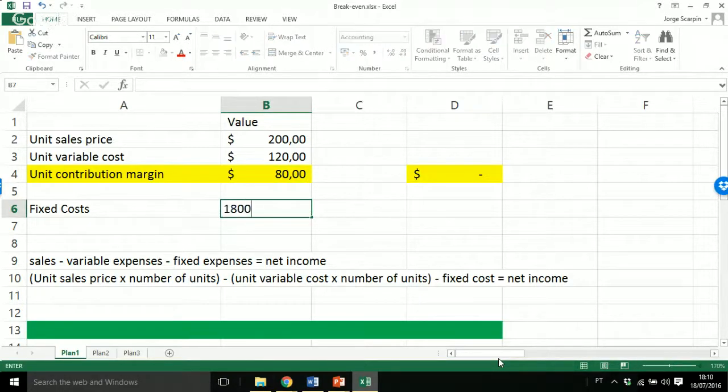And our fixed cost of $180,000, for example. So we will work with the basic formula of net income, that is sale minus variable expenses minus fixed expenses. And we are working only with cost. So sale minus variable cost minus fixed cost equals net income. And what is sale? Sale is unit sales price times number of units. And variable cost is unit variable cost times number of units. So our net income formula will be unit sales price times number of units minus unit variable cost times number of units minus fixed cost equals net income.